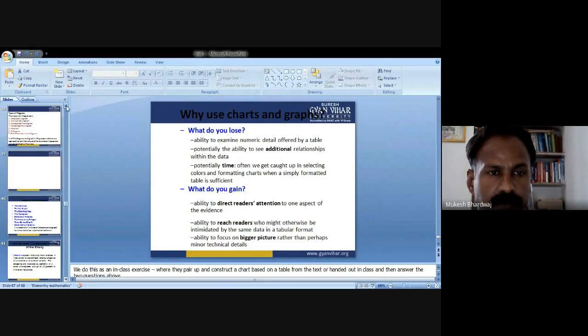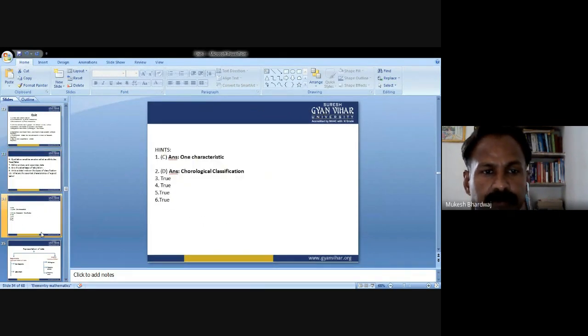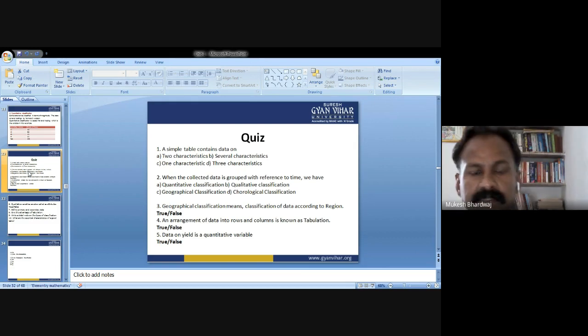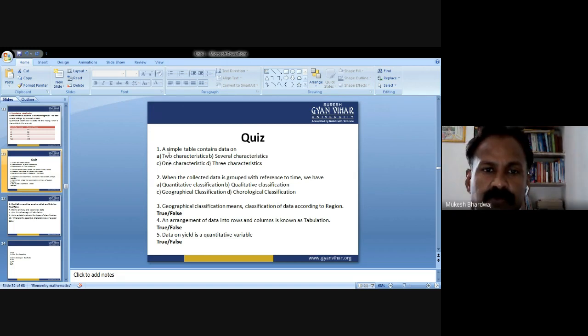Okay. On the last turn, we had completed some queries or quiz related to the introduction of statistics. I'm just repeating it once again. The quiz contains some questions, so you have to just give the answers. A simple table contains data on two characteristics, several characteristics, one characteristic, or three characteristics. It's a multiple choice question.